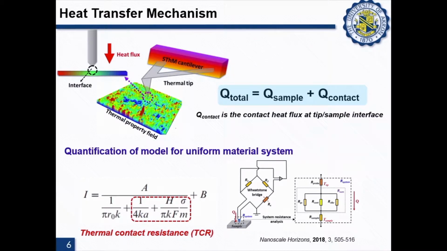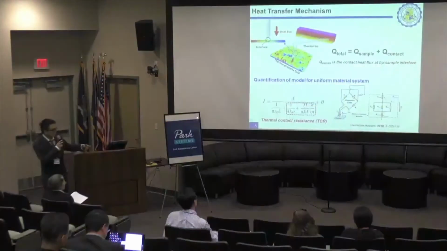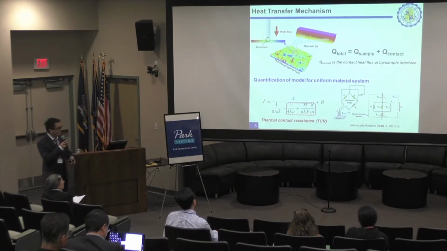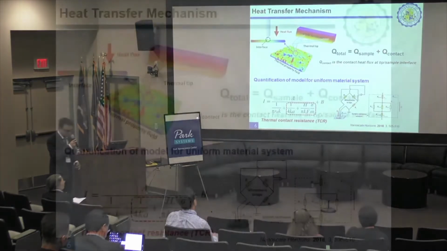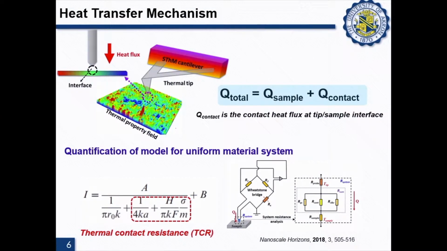We have also done some quantification of a model for this polymer uniform system, as Dr. Wu mentioned before. This is the expression for the model. We can see that the final thermal feedback signal, the probe current, has some relationship with the thermal property, not only the thermal conductivity K, but also H, the micro hardness value of the sample, sigma, the roughness, and the loading force and the slope, these other values. This part is called thermal contact resistance, TCR. So we can say that the thermal feedback signal, the probe current, is related to TCR, and this may cause the artifact phenomena in the SThM measurement.